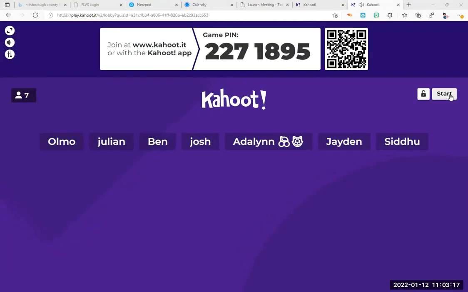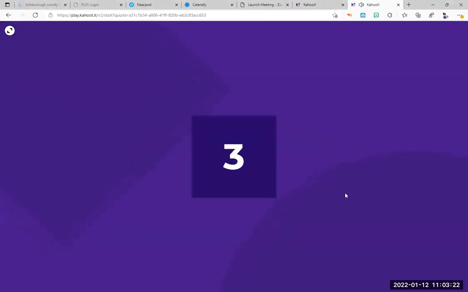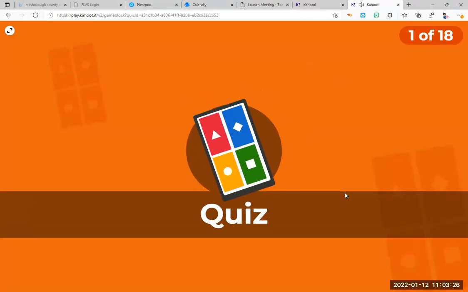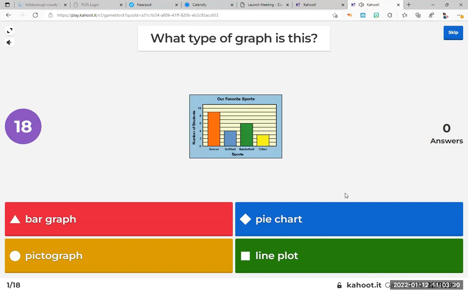There are 14 questions, I think, about tables and graphs and how to interpret data. So let's try it. First, you have to know what kind of graph this is. What is this thing? Bar graph. Okay, mark your answer. Is it a bar graph, a pie chart, a pictograph, or a line plot?